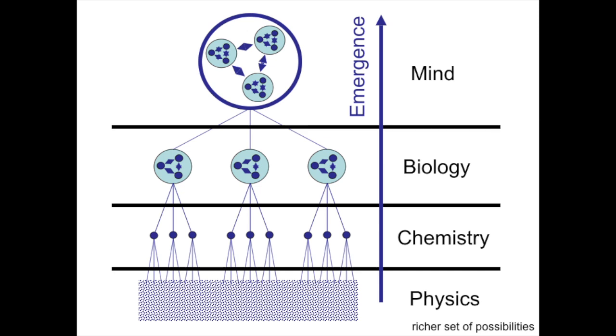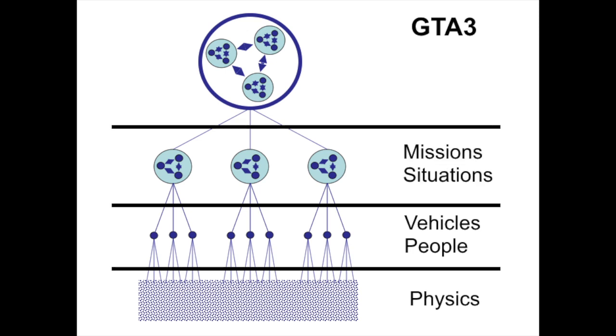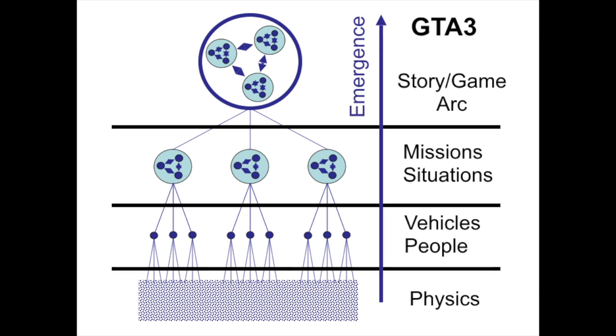And the same thing is true of games. With a game like Grand Theft Auto, it has an underlying physics model. Built on top of that are the way the vehicles and the people behave. From that are built missions, and then from the missions are built this whole overall story game arc. So it's a wonderful example of emergence in the system. And so at every level that you can achieve upwards in that, your players are rewarded with a much richer possibility set that they can explore.